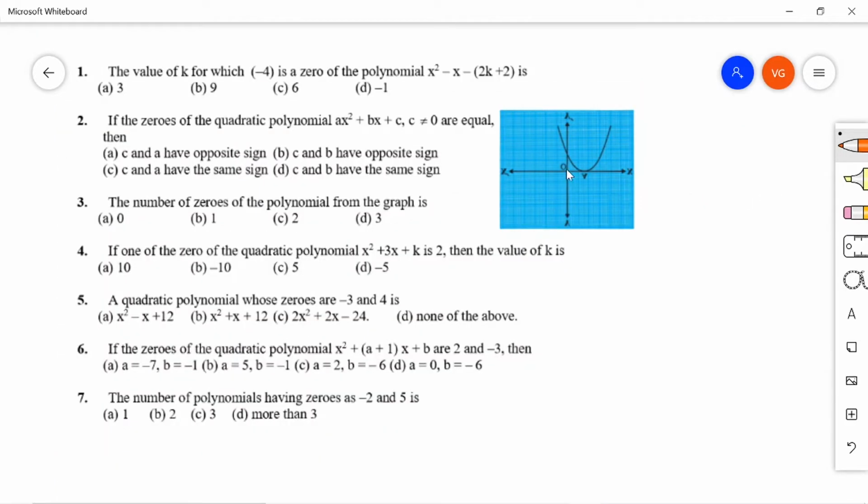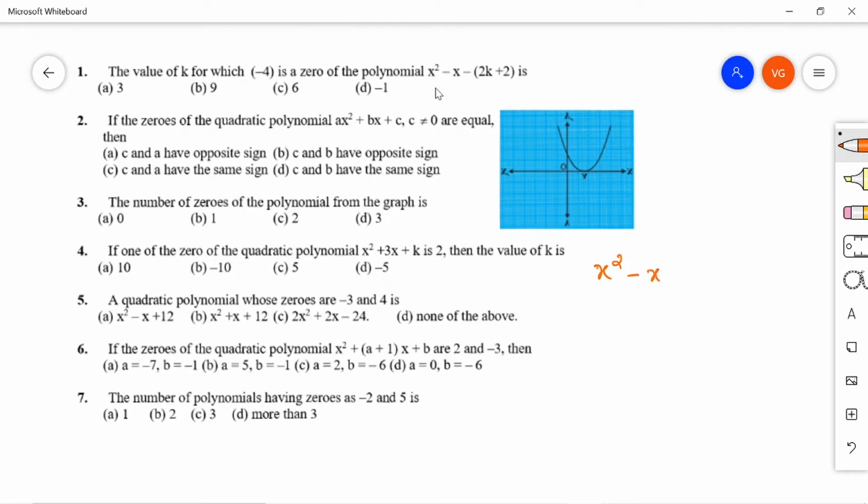The first question here is: the value of k for which minus 4 is a zero of the polynomial x square minus x minus (2k plus 2) is. So if minus 4 is one of the zeros of the polynomial, it means if you substitute minus 4 in the polynomial in place of x, the equation has to be satisfied, which means it has to be equal to 0, that quadratic equation, right? So let us solve.